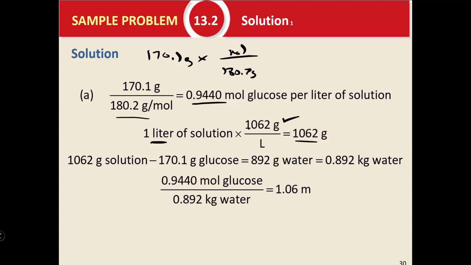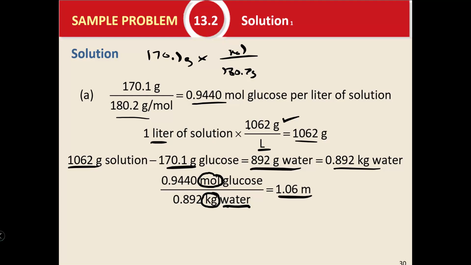Oh well, they changed this to liter. Okay, that's fine. You can do it that way. That's a big step; I wouldn't have done that, but they did. So then we have the grams of solution. We both would come up with the same answer here. Subtract off the grams of glucose. That's how many grams of water we have, which is the solvent. And then we convert that to kilograms, because molality requires moles of the solute divided by kilograms of the solvent. And we come up with the molality of 1.06 molal.